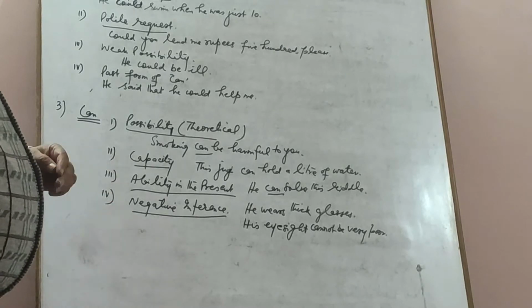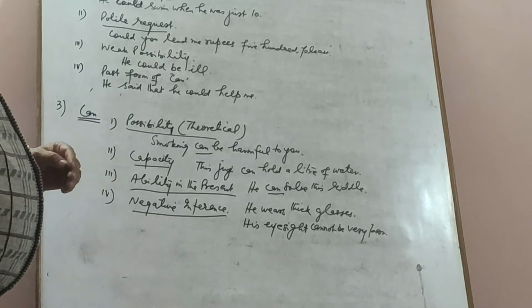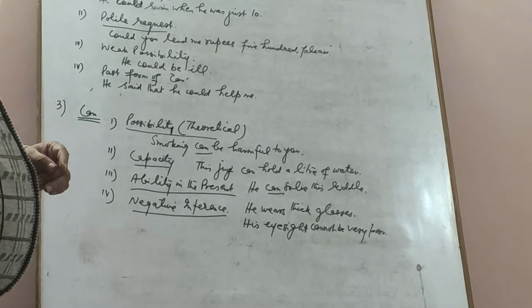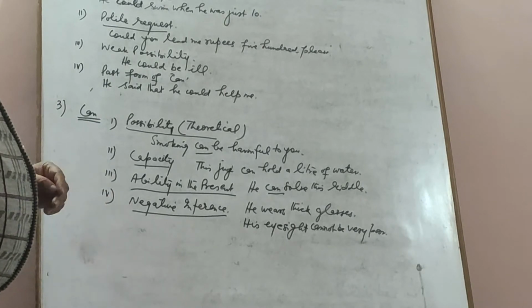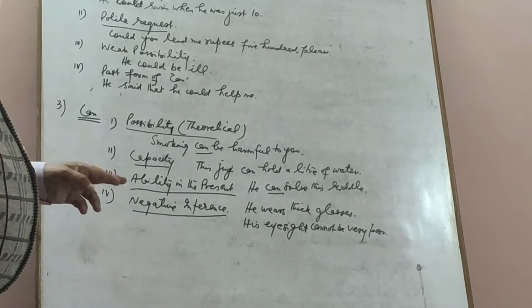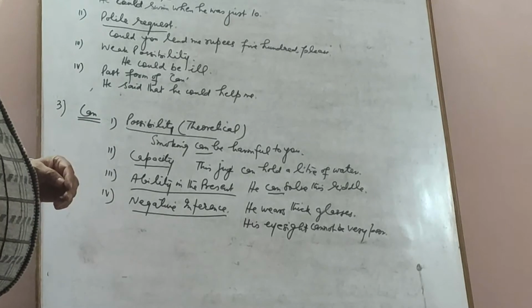Then we have ability in the present. This is another use of can. He can solve the riddle. Then the fourth use of can is negative inference.